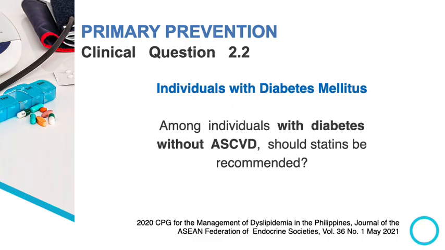Another question with regards to primary prevention is about individuals with diabetes mellitus, and it asks, among individuals with diabetes without atherosclerotic cardiovascular disease, should statins be recommended? So this question asks about whether, if a person is diabetic, even if there is no acute MI, no stroke, or no other atherosclerotic arterial diseases, should we give them statins?